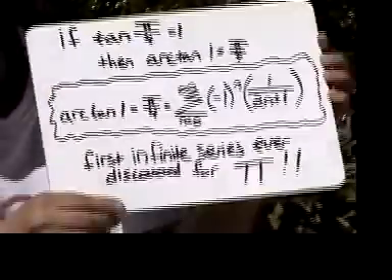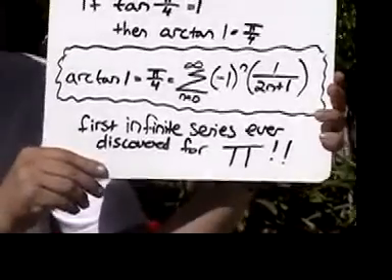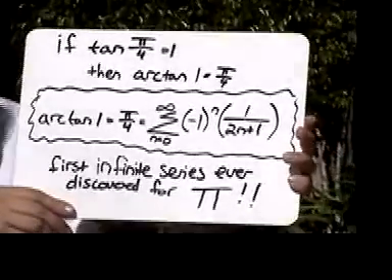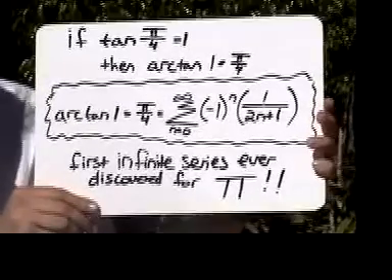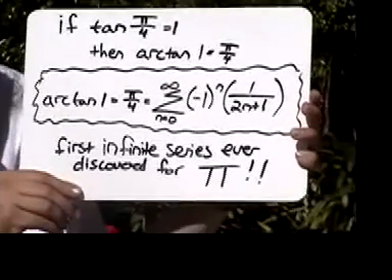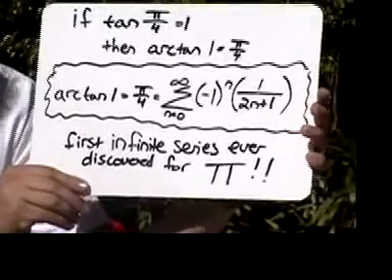So using the equation he discovered before, he replaced x with 1, and arctangent 1, which equals pi over 4, equals sigma n equals 0 to infinity, negative 1 to the n, 1 over 2n plus 1. And this is the first infinite series ever discovered for pi.